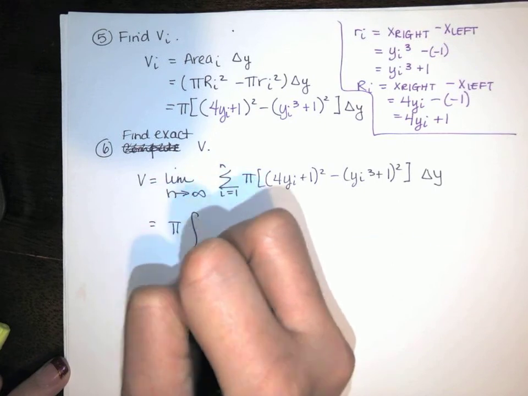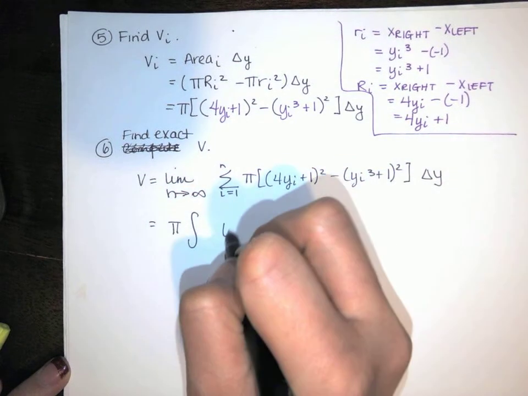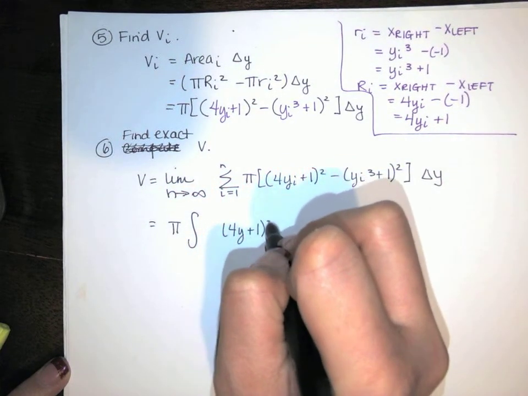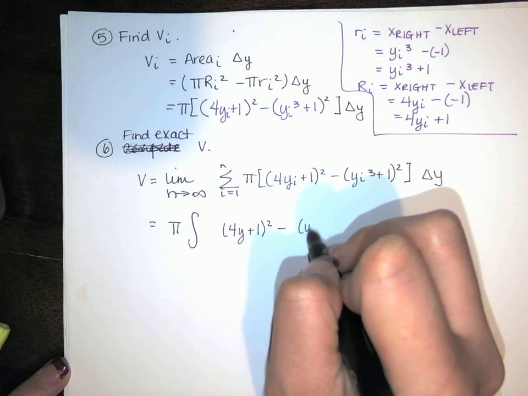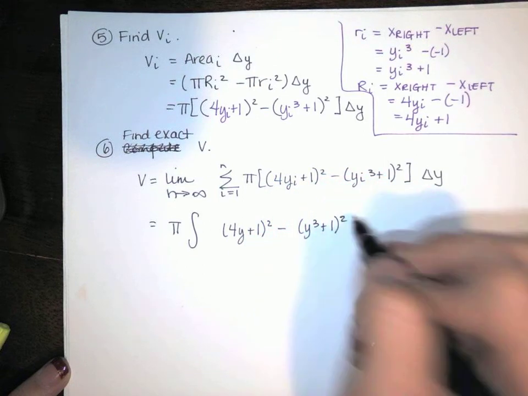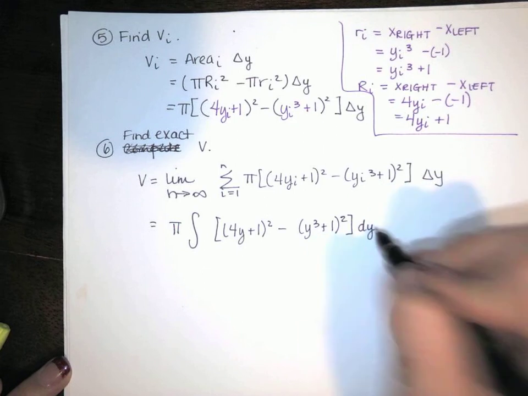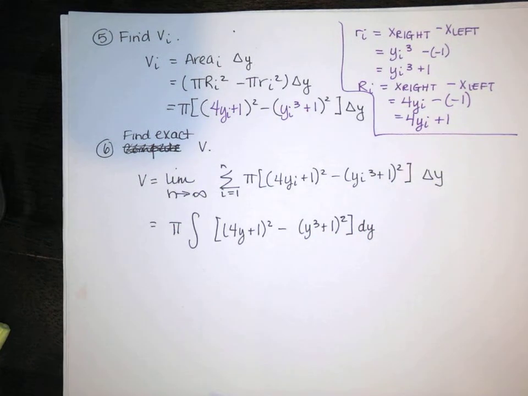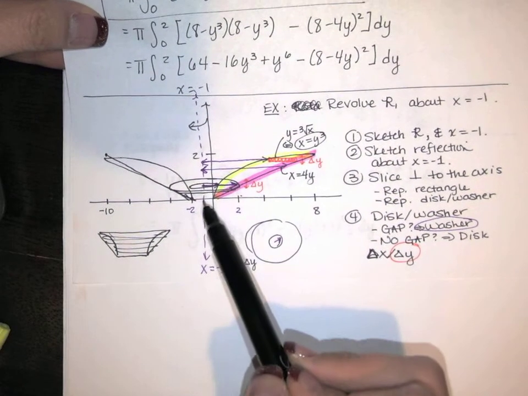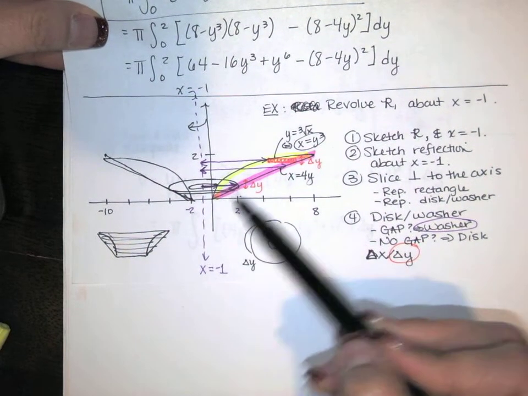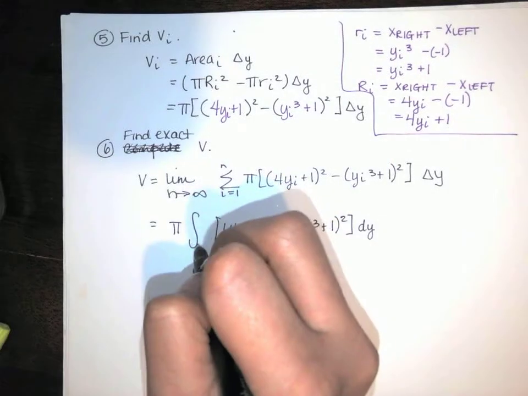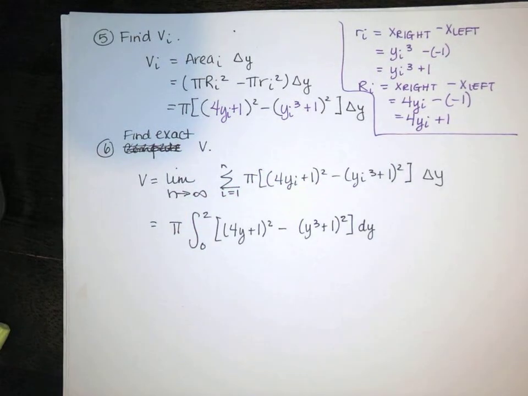I'm going to bring my pi out front. That's going to be a 4y plus 1 squared. That is a y cubed plus 1 quantity squared. Delta y becomes dy in the limit. You don't need the i's. And we are going to integrate from one y value to another. For this picture, y starts at 0 and ends at 2 for the original region. So that's that.